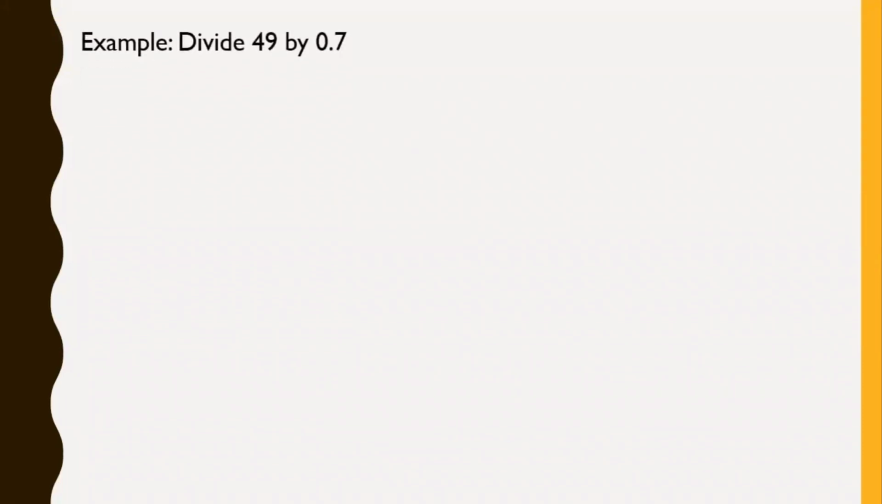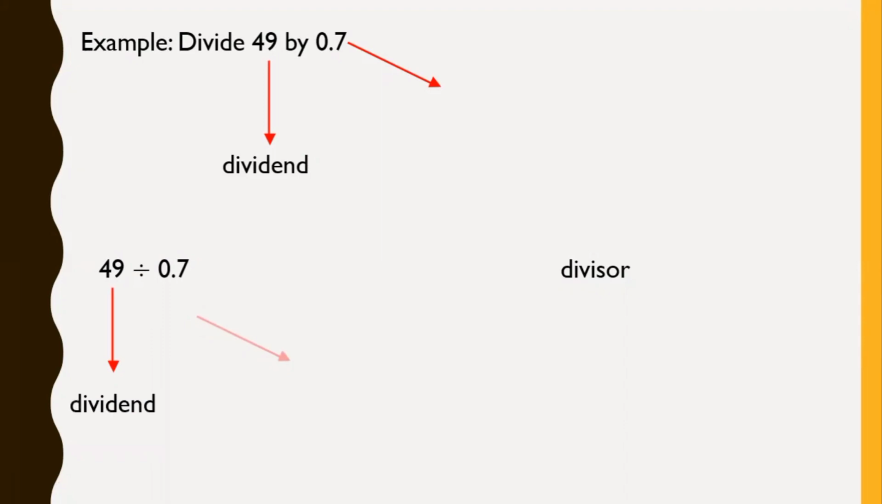Let us divide 49 by 7/10. But before that, let's identify the parts of division. So 49 is our dividend and 7/10 is our divisor. Now, we can also write this in a different way. We have here 49 using the symbol of division divided by 7/10. We also have 49 as the dividend and 7/10 as the divisor.